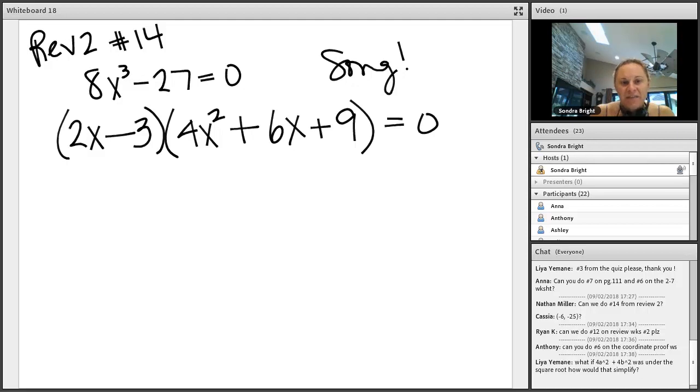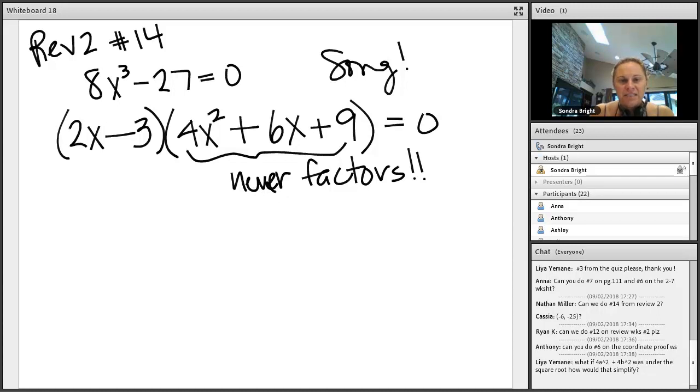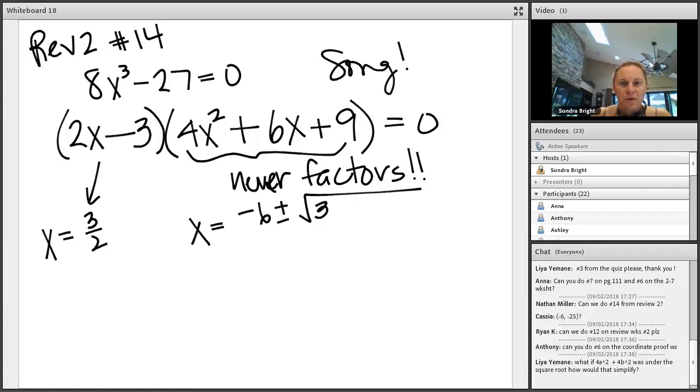Remember what I said on this. This guy will never factor. Never. I know it looks like it's going to. It took me a long time to figure out this guy is never, ever going to factor. You are never going to find two numbers that multiply to 36 and add to 6. It's not going to happen. You are going to get two imaginary solutions from that factor when you do the sum or difference of 2 cubes. Whenever you do the song, you're going to get one real root. That's this one: x is 3/2. And then the other factor that you get from the song, you have to do the quadratic formula on it, and your answers are going to be imaginary. So we have negative b plus or minus the square root of b squared minus 4 times a times c, all over 2 times a.